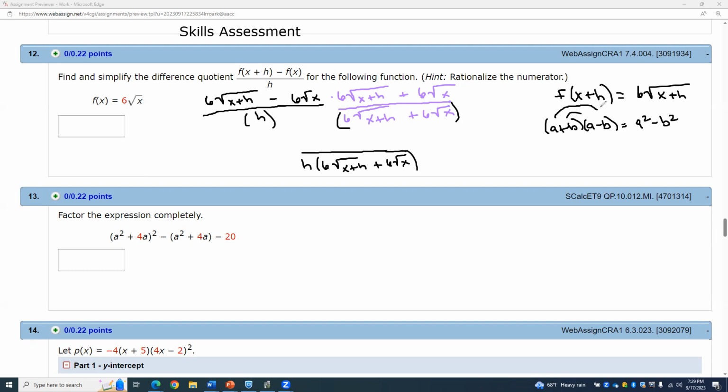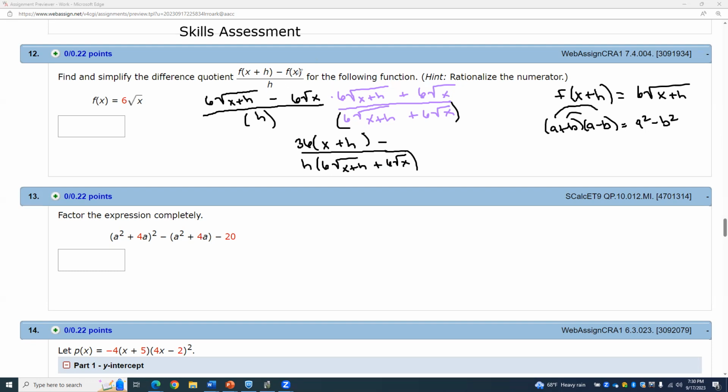So no matter how ugly the terms are, the same thing applies for conjugates. Long story short, we don't have to FOIL. It might feel like we're breaking some rules, but we're not, I promise you. So we multiply 6 times 6, and then the square root of x plus h times the square root of x plus h, which is just x plus h. And then we're going to do the same thing.